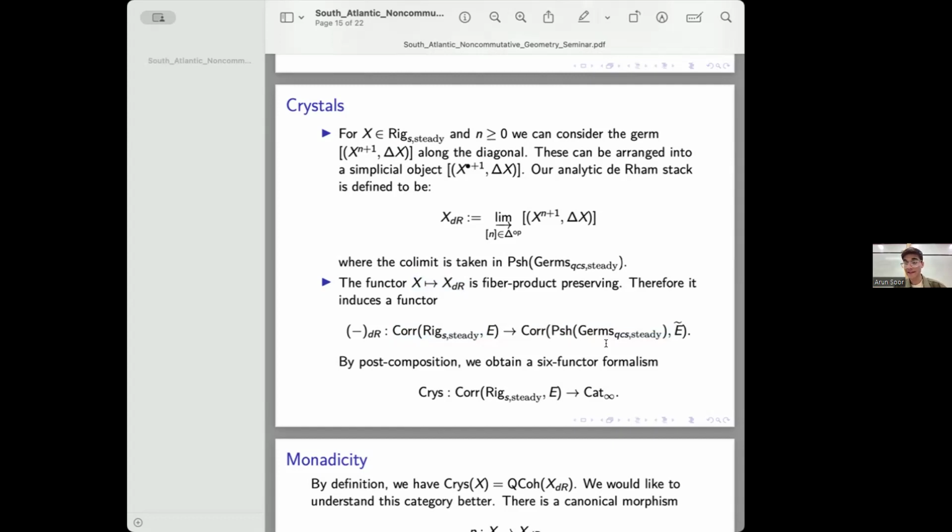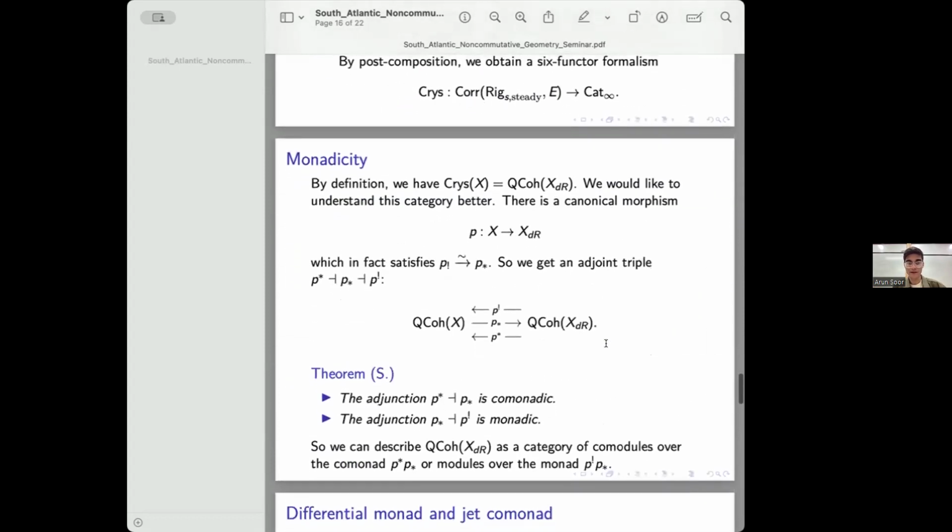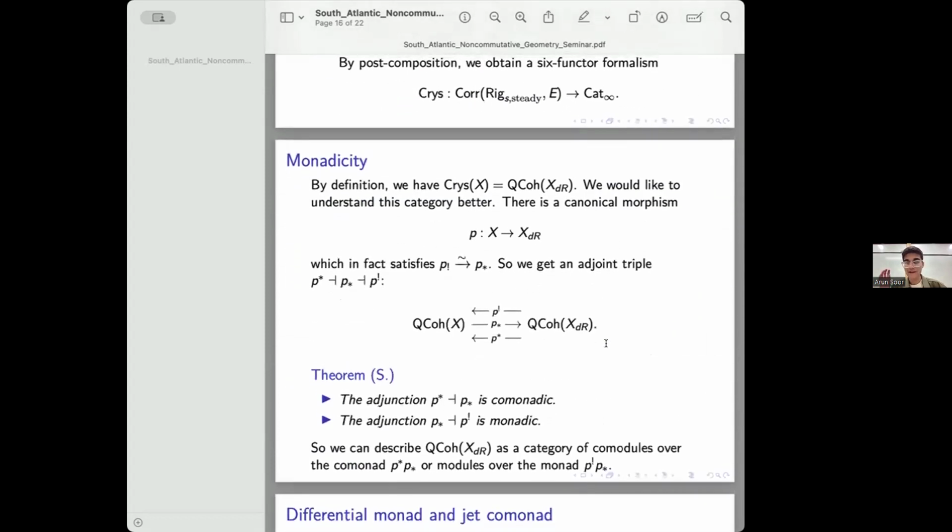So this approach of directly constructing the six-functor formalism, like in the algebraic setting, Peter Scholze discusses this in his six-functor formalism notes. And you can read about this, or it's sort of similar in spirit to what Rodriguez Camargo does. Okay, so by definition, we have QCoh of X to Rom. So that's just how we constructed it. But we want to understand this category better.